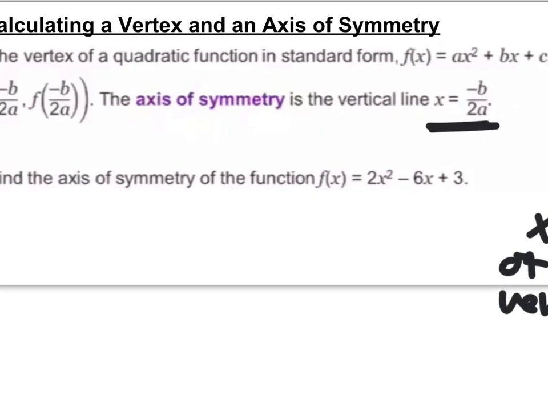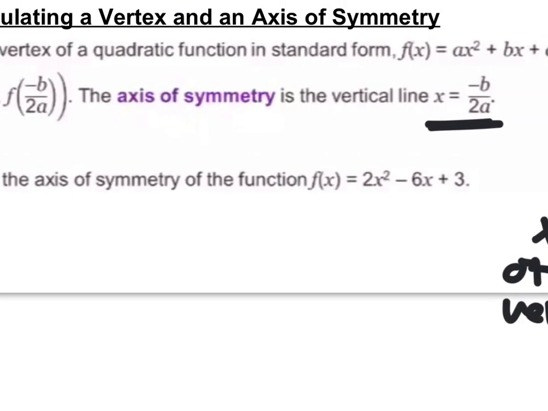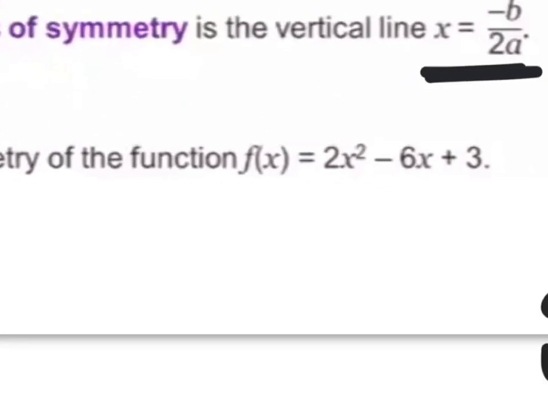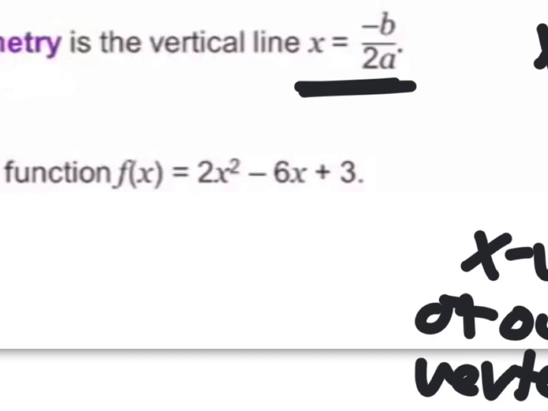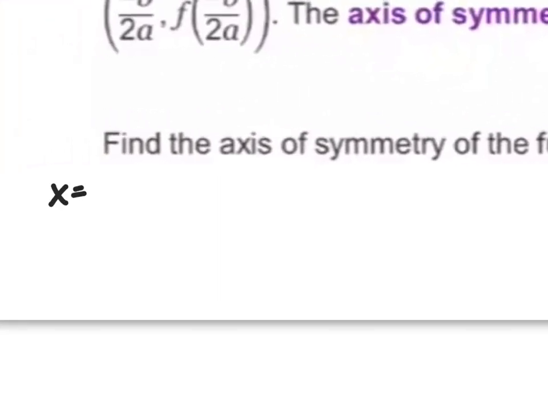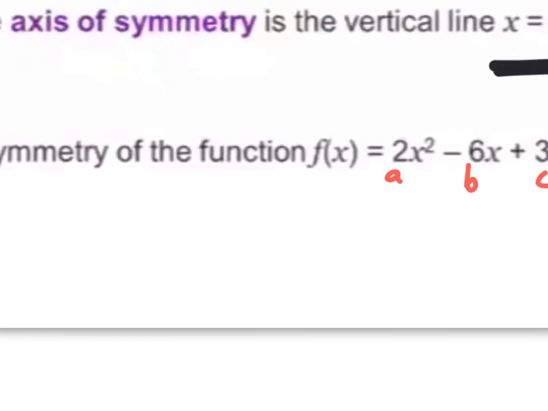All right, so find the axis of symmetry for the function 2x squared minus 6x plus 3. The first thing I want to do is identify what my a value is. A is 2, b is negative 6, and c is 3. And so we know that the x value is equal to opposite b over 2a.